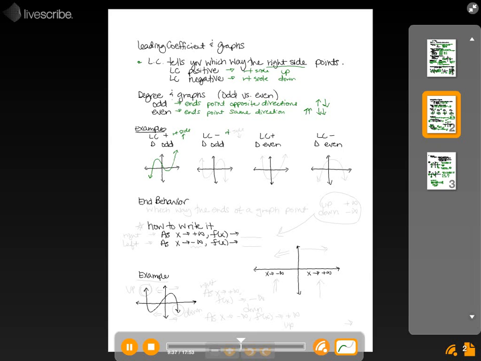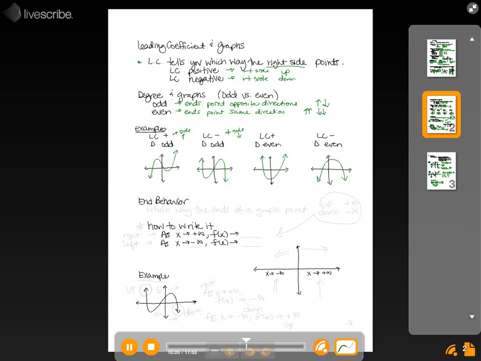The next one, it says the leading coefficient's negative, which means our right side needs to go down, and the degree is odd. So it's still going to have shift an odd number of times. 3 is an odd number, so that's what we're going to use. But the right side needs to point down. So it would look like this. Notice that they're just opposites of each other. The next one is if the degree is even and the leading coefficient's positive. Leading coefficient positive means it's going to point up, and if it's even, they have to go the same way, so they'll both point up. If the leading coefficient's negative and our degree is even, then they're both going to point down, because they both have to go the same direction if it's even.